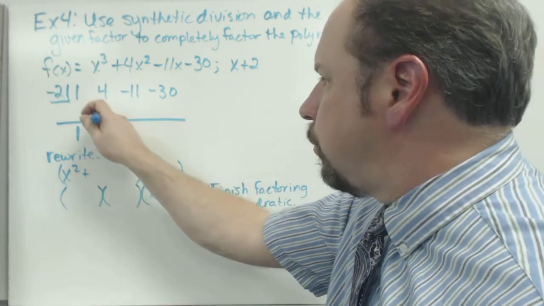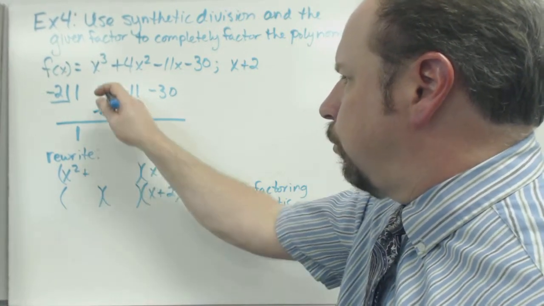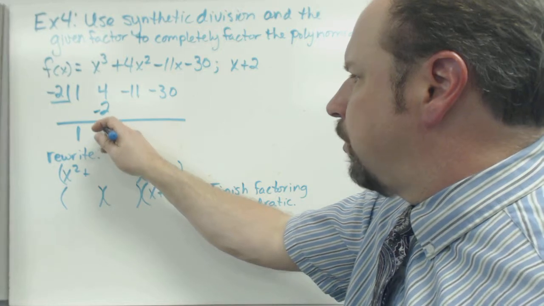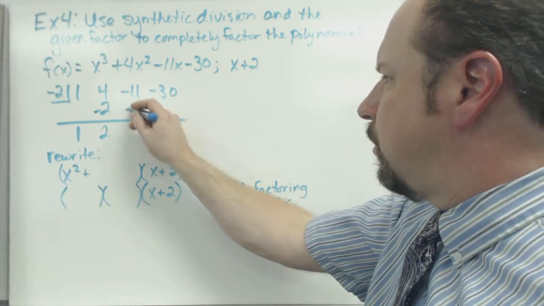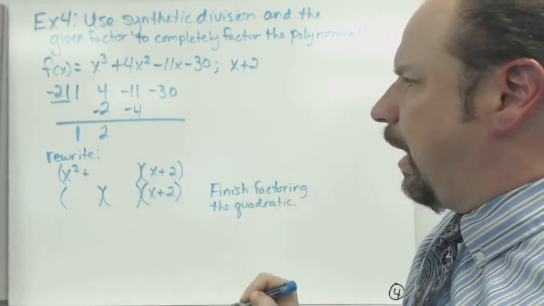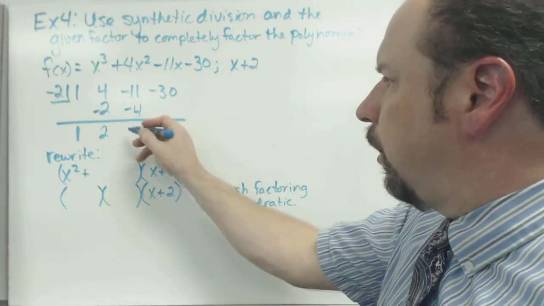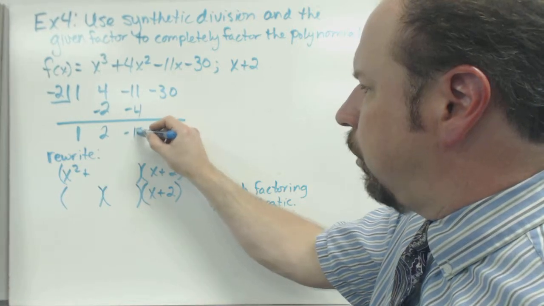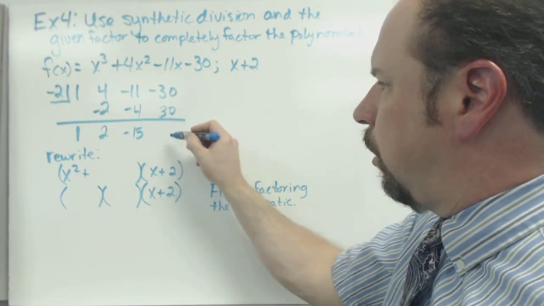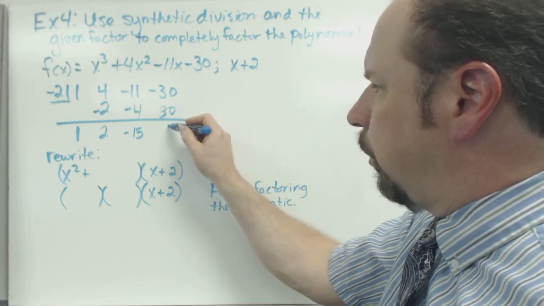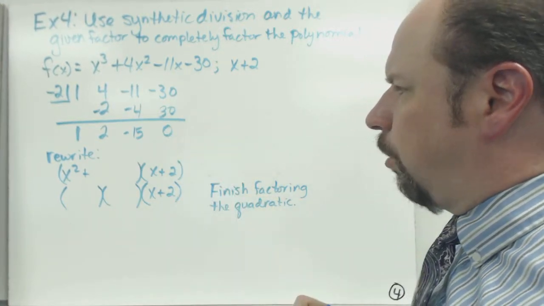So 1 times negative 2, this is negative 2. When we add 4 minus 2, we get 2. 2 times negative 2 is negative 4. When we add negative 11 plus negative 4 is negative 15. Negative 15 times negative 2 is positive 30. And so when we add negative 30 plus 30, we get a remainder of 0.